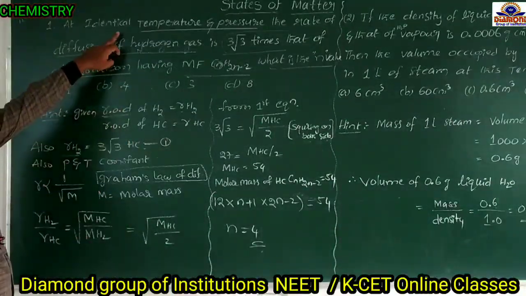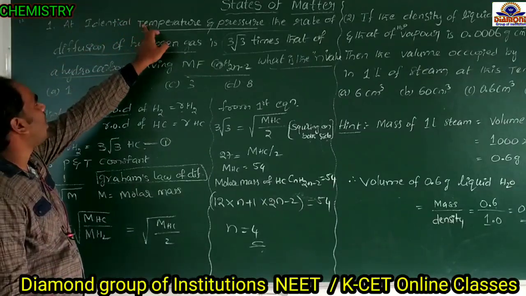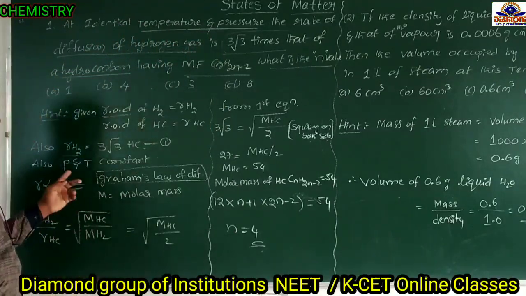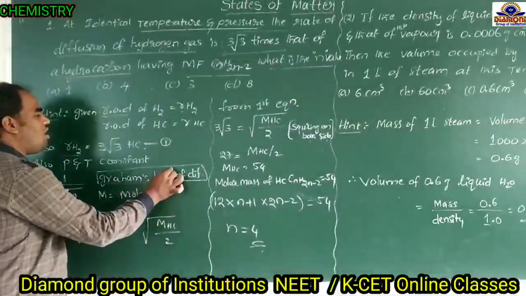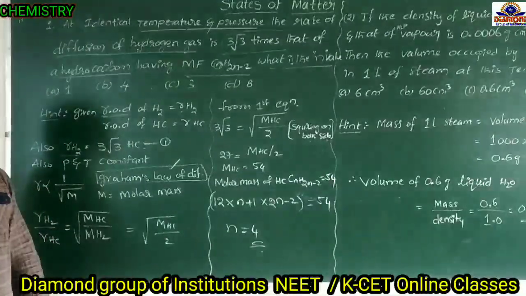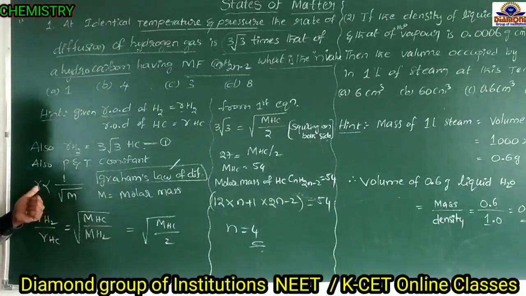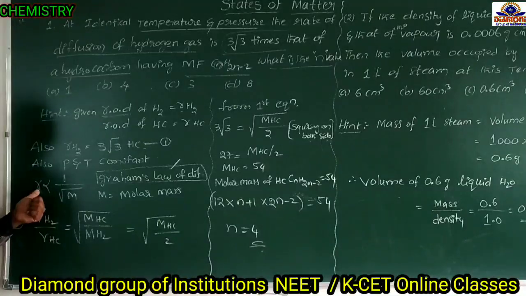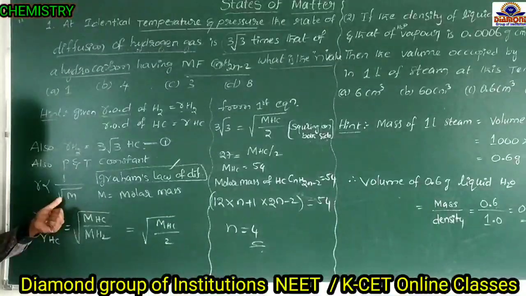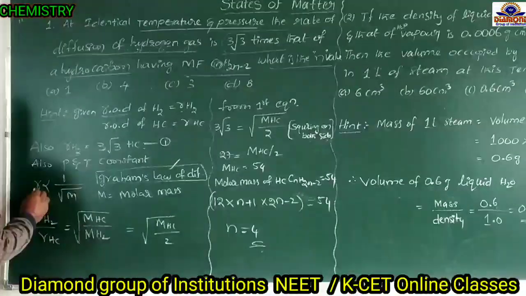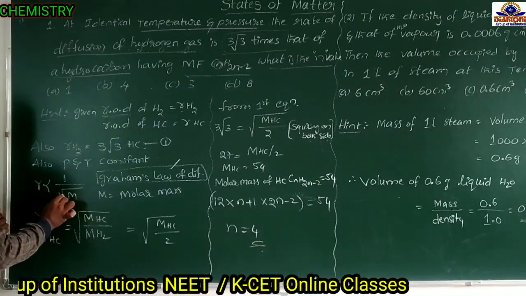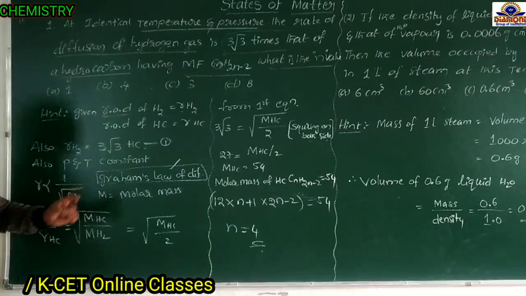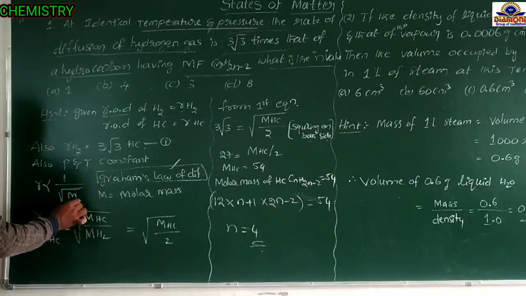Here pressure and temperature are constant because of identical temperature and pressure. So what is the related law? Graham's law of diffusion. What is Graham's law of diffusion? At identical temperature and pressure, the rate of diffusion is inversely proportional to the square root of molecular mass, where M is the molar mass.